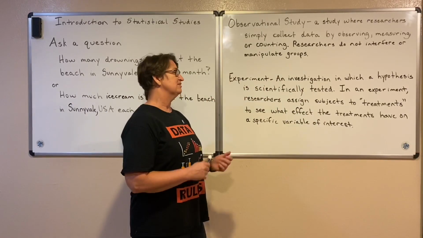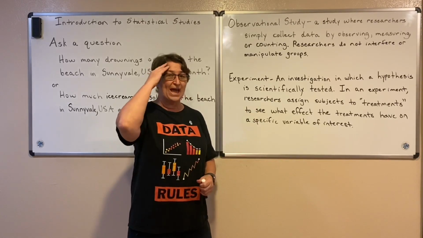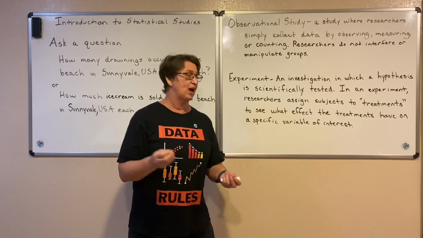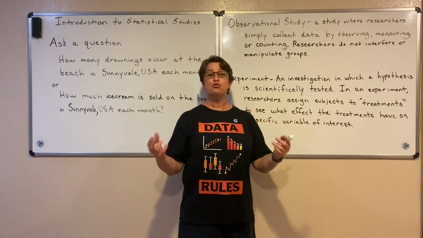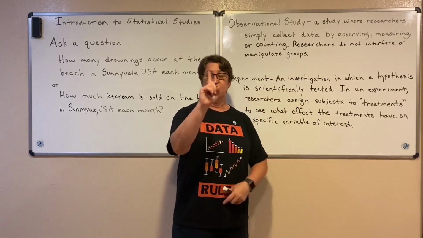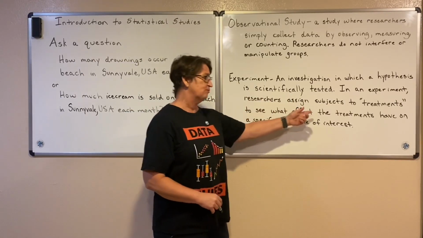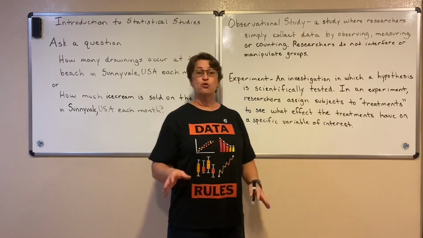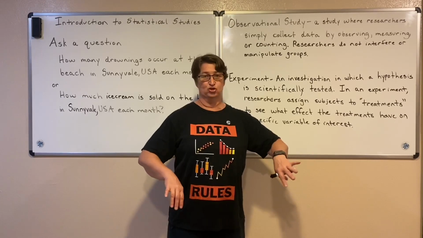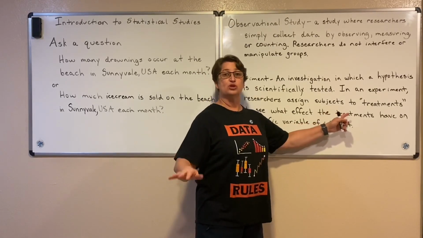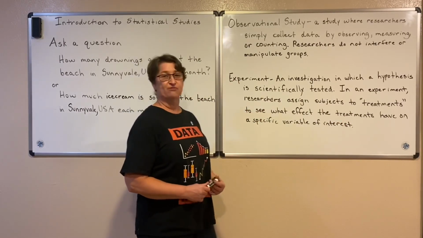An experiment is an investigation in which a hypothesis is scientifically tested. So in other words, we have some idea, ice cream causes drownings, and we want to test it. So we do it in a scientific method. We do things like make everything the same except for one change. In an experiment, researchers assign subjects to treatments. So in other words, I assigned one group to have ice cream and the other group didn't get ice cream. So the subjects got a treatment. They got ice cream.